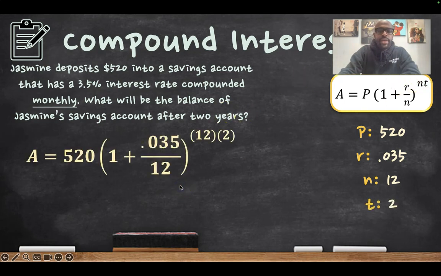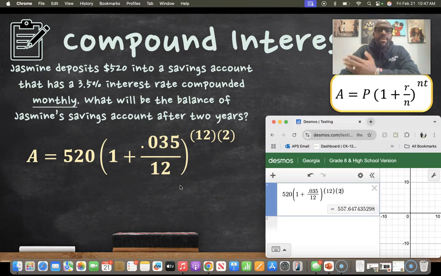So from here, you go ahead and plug it in, and then type it straight into Desmos. Yes, I know you can do this manually, but why do it manually when, at least in Georgia, you'll have Desmos on your end of course test? Pay attention to how I type this in, though. Notice that I put parentheses here over 12 and then around 2 as well. Because if you type in raised to 12 times 2, it drops down here.